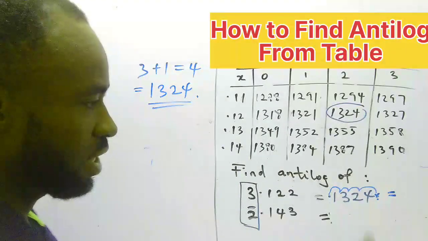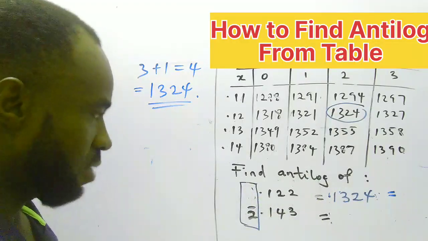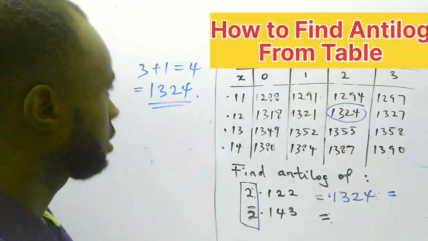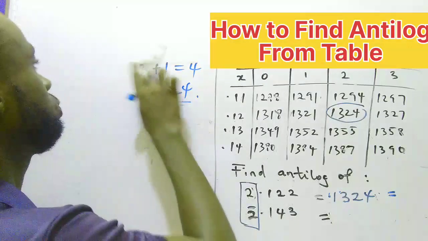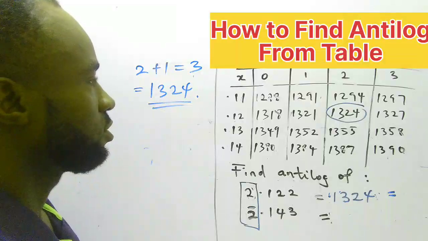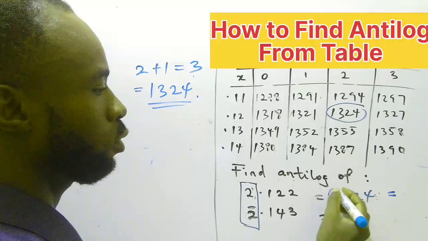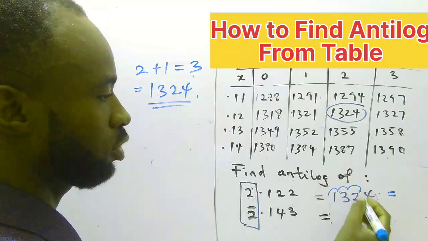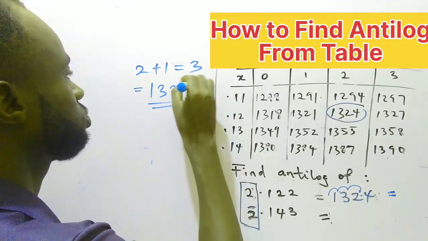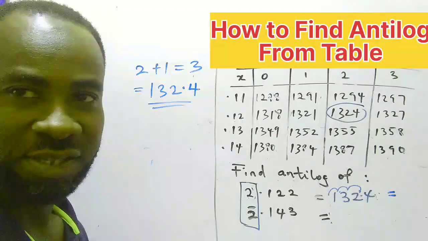Now, had it been that our characteristic here was, let's say, 2, if you add 1 to 2, that gives us 3. So we would have moved this point 3 places: 1, 2, 3. The point will become here. So that would have made our answer 132.4. Do you understand my explanation on that?